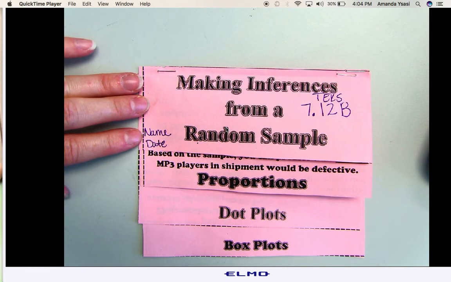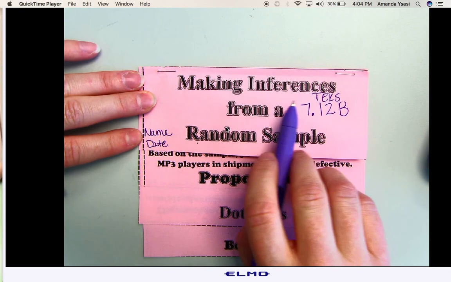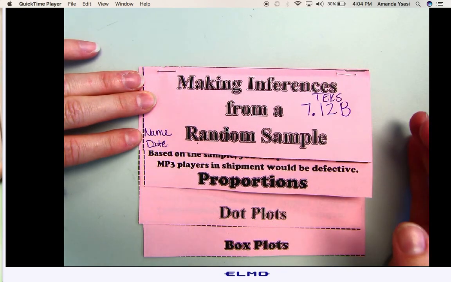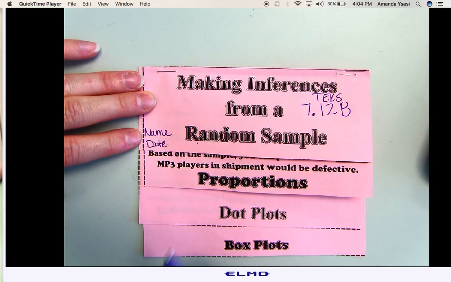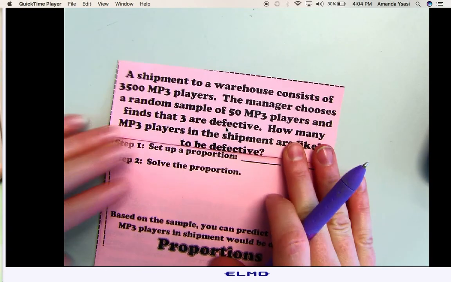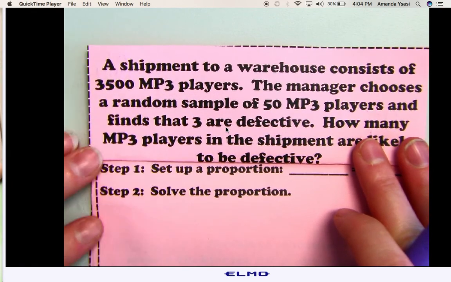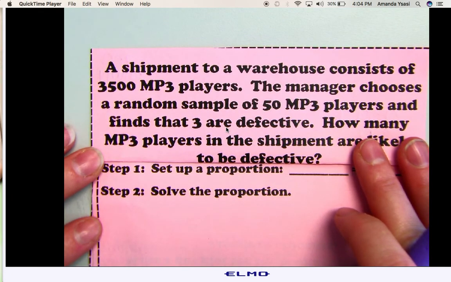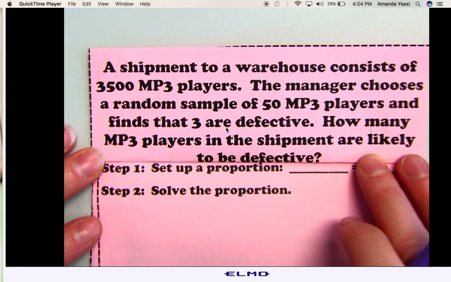Okay, so we are making inferences from some kind of sample that we're given. So that's coming to some kind of conclusion: what you know, and then what you need to know, and we are going to make predictions. So let's go ahead and read the first part. A shipment to a warehouse consists of 3,500 MP3 players. The manager chooses a random sample of 50 MP3 players and finds that 3 are defective. How many MP3 players in the shipment are likely to be defective?